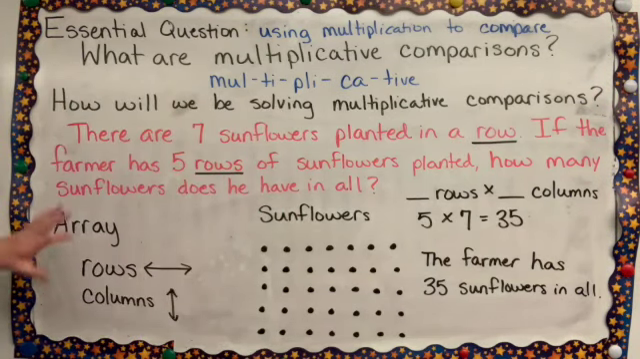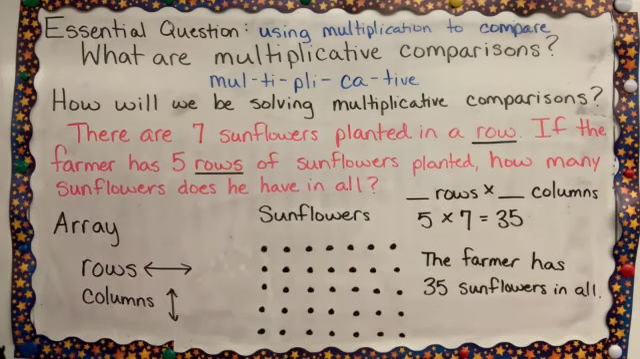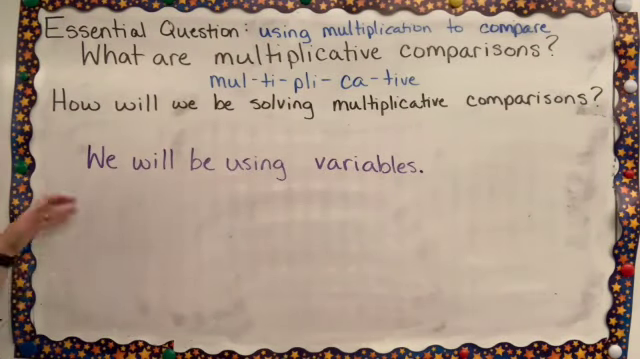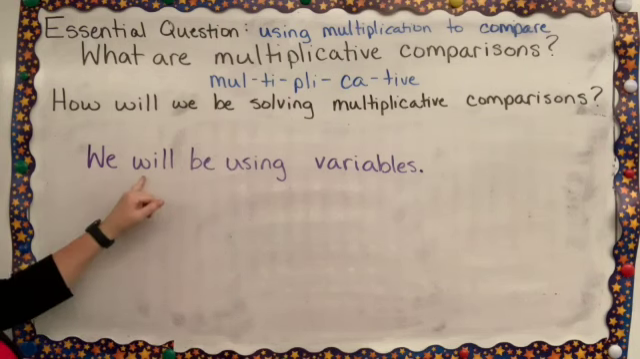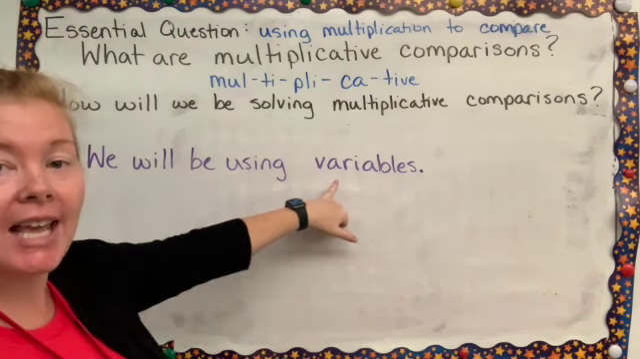All right, my friends, so these are the types of problems that you're going to be solving. I do have one more thing to tell you, something else that's going to be popping up. So I'm going to show you the last thing that you should be seeing. All right, the last thing that I want you to understand is while we are doing multiplicative comparisons, we will be using variables. Say variables.